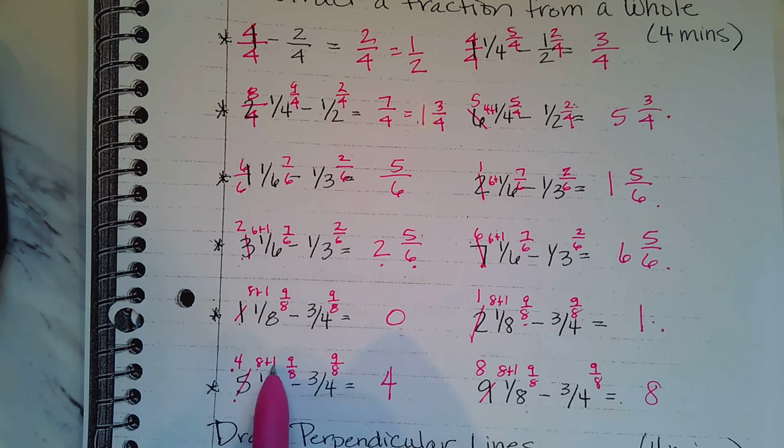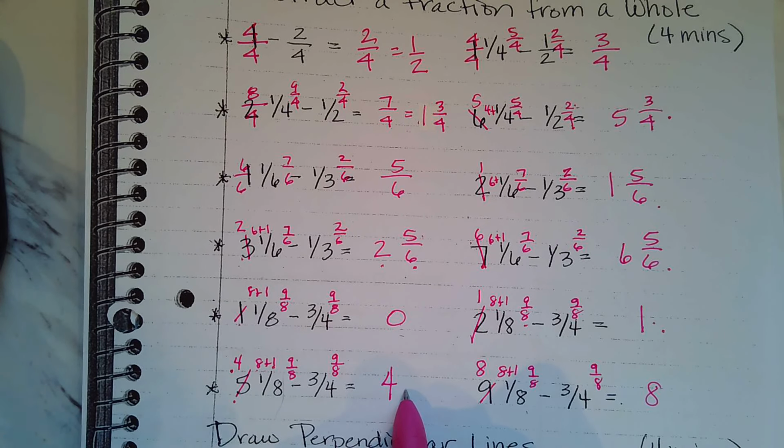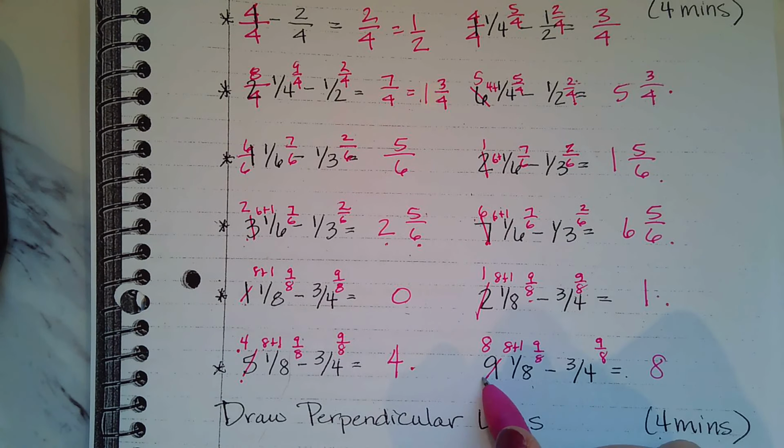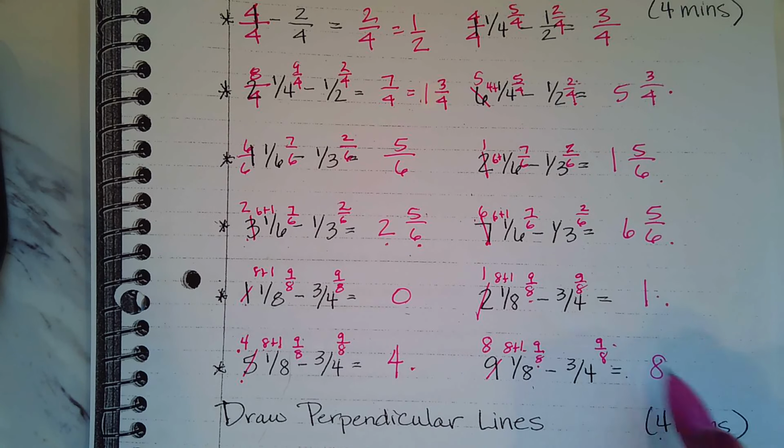I took 1 away from 5 and I'm left with 4. 8 plus 1 is 9/8. I converted this into a fraction that I can subtract. 9/8 subtract 9/8. I'm left with 4 here, so my answer is 4. Then I took 1 away from 9. I'm left with 8. 8 plus 1 is 9/8. Subtract 9/8. My answer is 8.